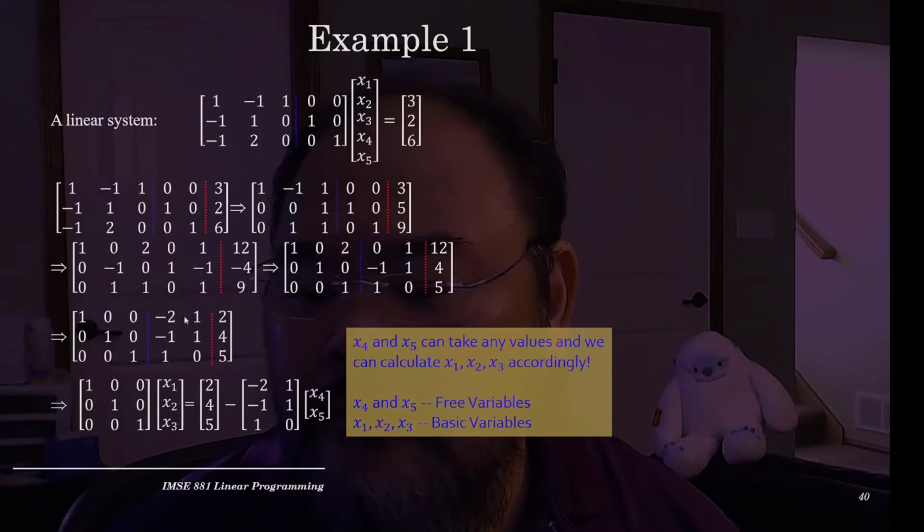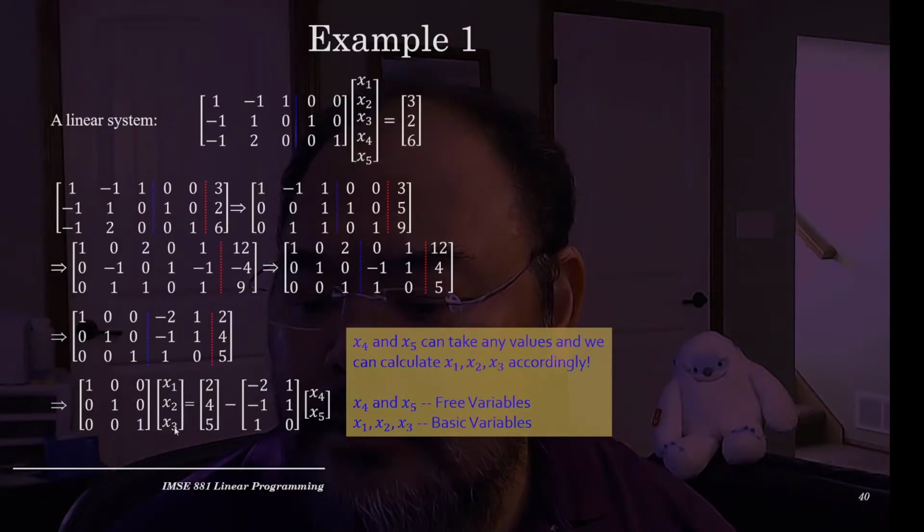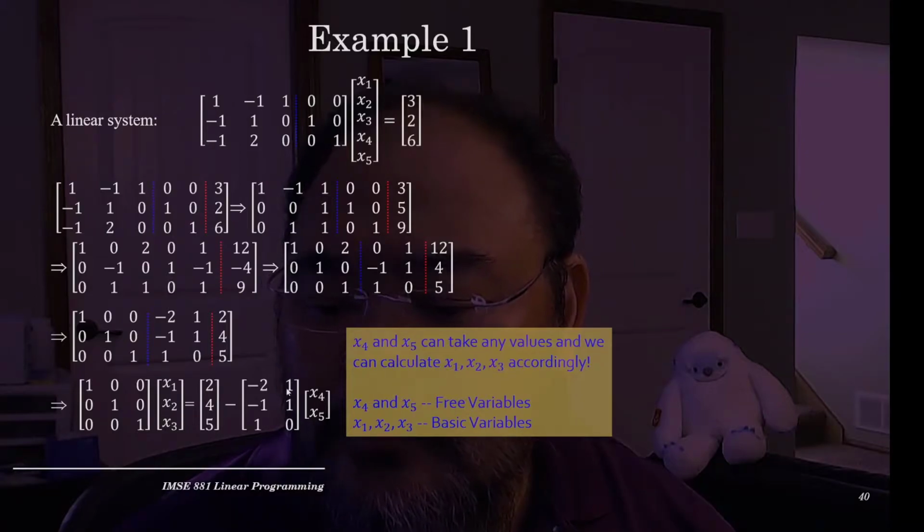So therefore, for example, this represents what? The identity matrix of 3 times x1, x2, and x3 equals 2, 4, and 5 minus, okay, negative 2 times x4, 1 times x5. x2 equals 4 minus negative x4 plus x5. And x3 equals 5 minus x4. And that's it. So here we're saying x4 and x5 are free variables, x1, x2, and x3 are basic variables.